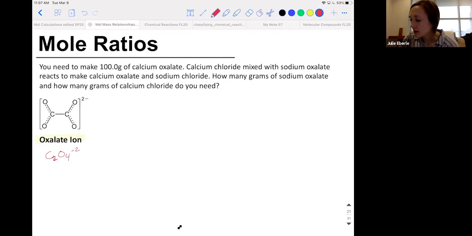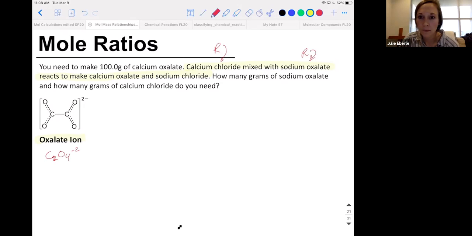And it says calcium chloride. So here's where we're going to read the sentence and write our balanced chemical reaction from the sentence. Calcium chloride mixed with sodium oxalate reacts to make calcium oxalate and sodium chloride. That's a lot of words. Okay, which ones are our reactants? Let's label those. Calcium chloride, here's a reactant. And sodium oxalate, that's our other reactant. So let's write out the formulas for our reactants.